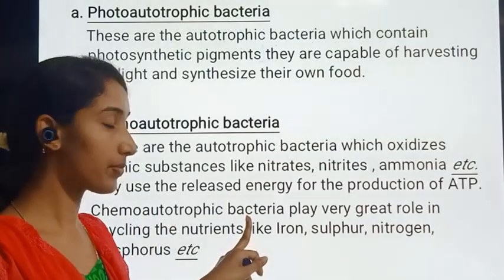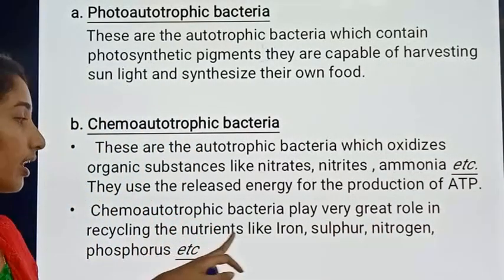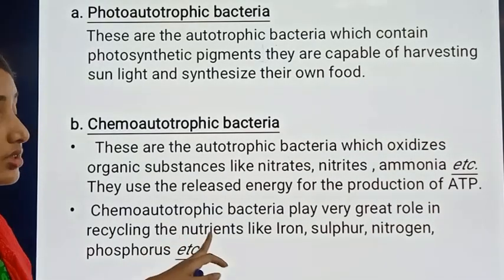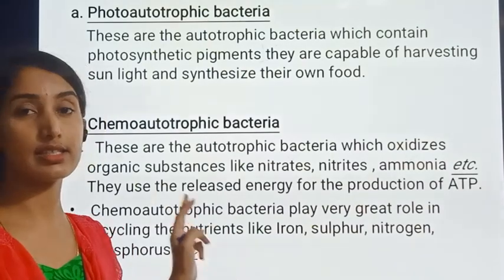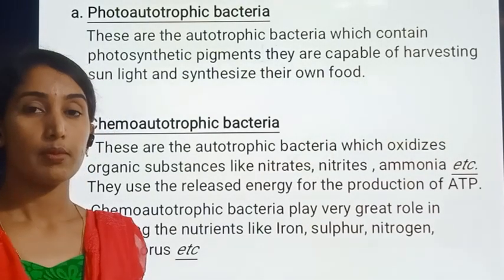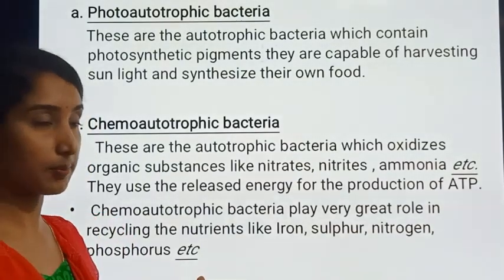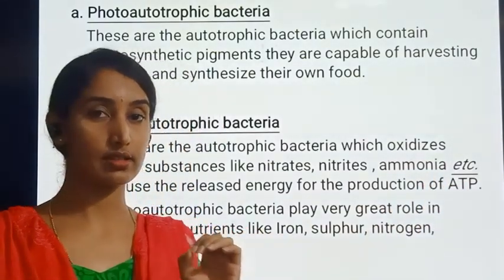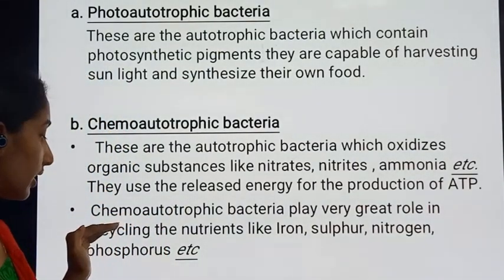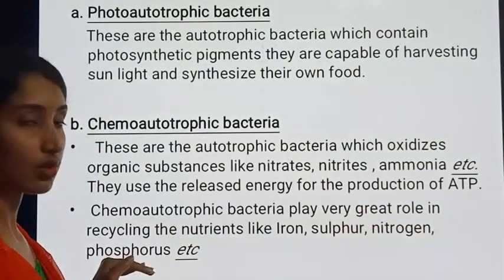Chemoautotrophic bacteria play a very great role in recycling nutrients like iron, sulfur, nitrogen, phosphorus, etc. Many other nutrients are recycled by these bacteria because they carry out many chemical reactions, that is, they synthesize their ATP or energy by utilizing chemicals, and they play a vital role in recycling these nutrients.